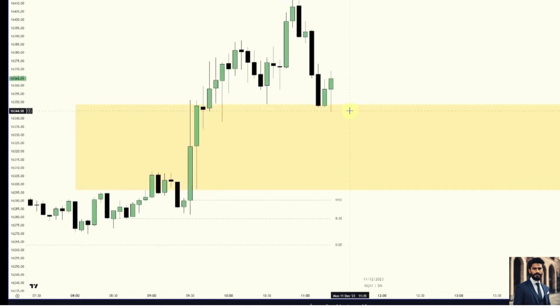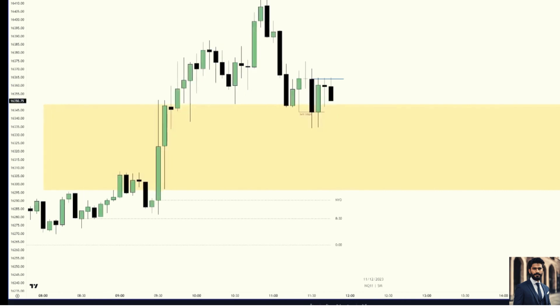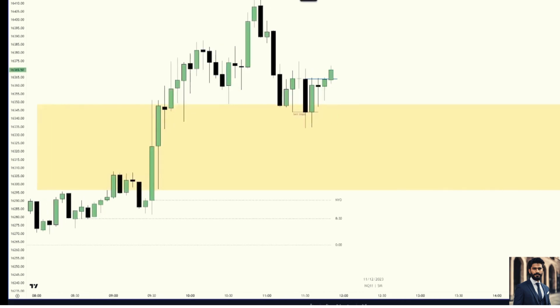So now what do we have checked off? We have an important level. So now I'm waiting for a sweep. Here we get a sweep. Now if we're going to validate this down close candle into an important level and sweeping liquidity, where do we need to close? I want to see a closure over the opening price of this down close candle. And here we get that closure.